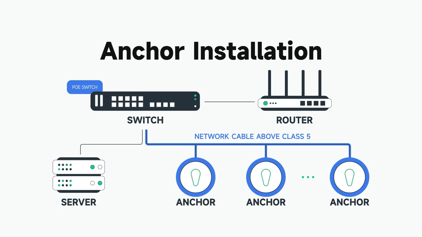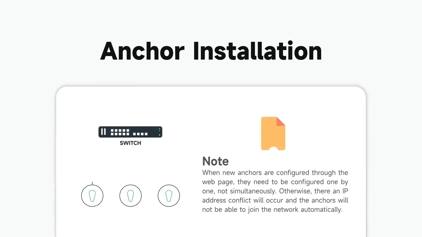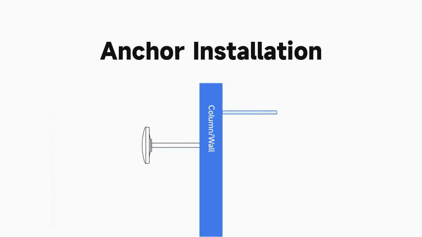Note: when new anchors are configured through the web page, they need to be configured one by one, not simultaneously. Otherwise, an IP address conflict will occur, and the anchors will not be able to join the network automatically. Connect the network cable and fix it to the bracket or ceiling.